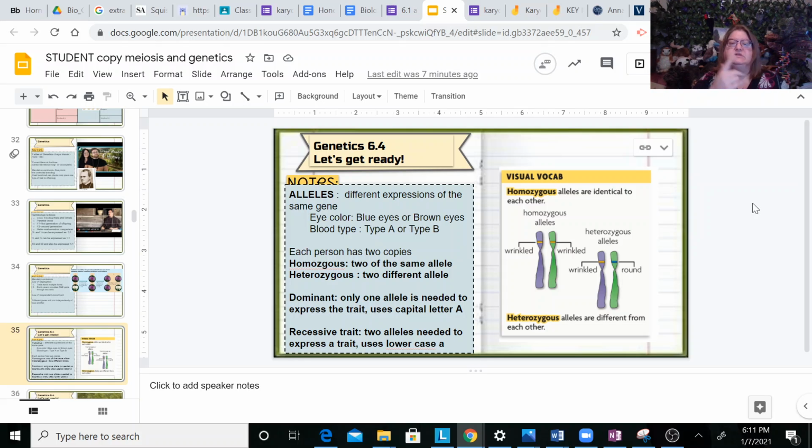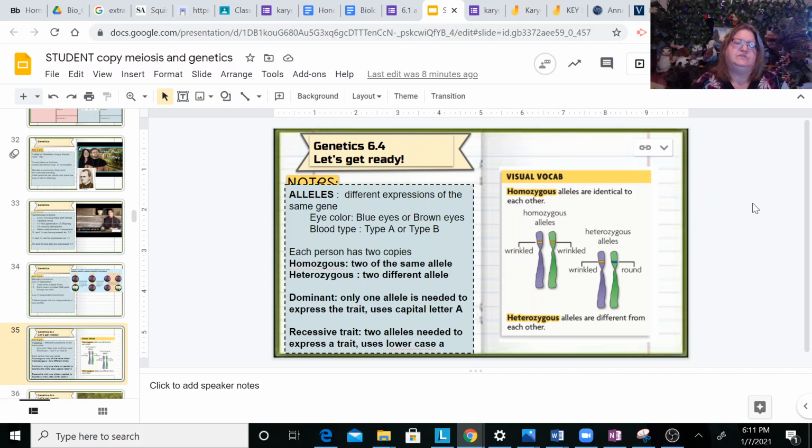Blood type is the gene, but they have different expressions: type A or type B or type O or type AB. So we have different alleles that then cause different genetic conditions. Now, each person has two copies. Remember, we get one from mom, one from dad.